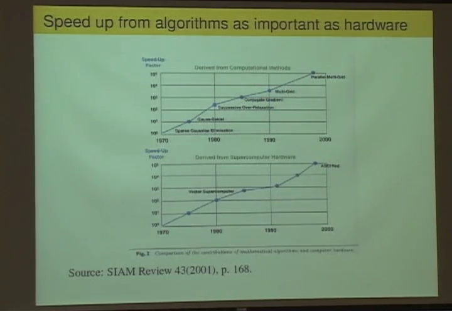This is a graph. It's about 10 years old now, so it doesn't go up to the present, but it shows from 1970 to 2000 the sort of exponential growth in computing power. This is a logarithmic scale, so you're seeing basically a factor of 10 to the fifth improvement in computing power over those 30 years.